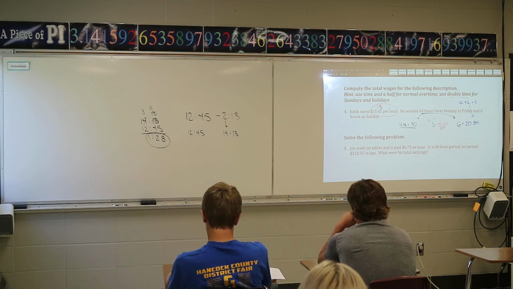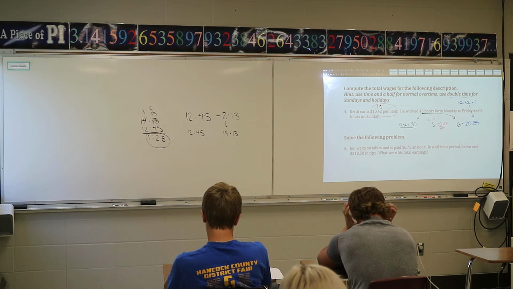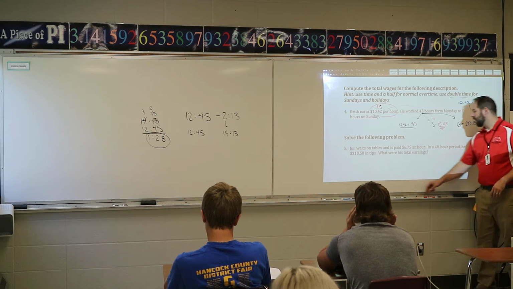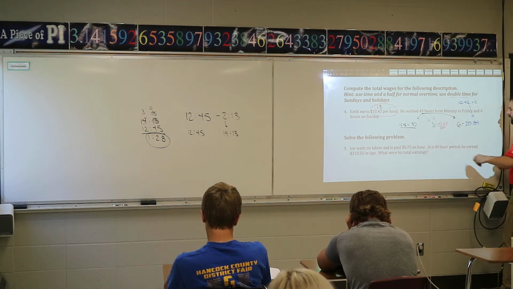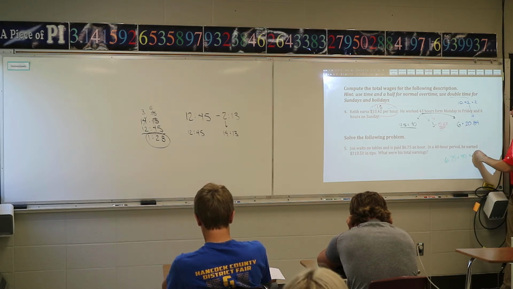Okay, the last one, John is waiting tables. He's getting paid $6.75 an hour. He's working a 40-hour work week. He's also making so much money in tips. What's his total earnings? Well, you take his price per hour, his pay per hour. He's getting paid pretty good for being a waiter for a 40-hour work week. And then whatever this number is, you're going to add it to his tips. And that'll be your total.